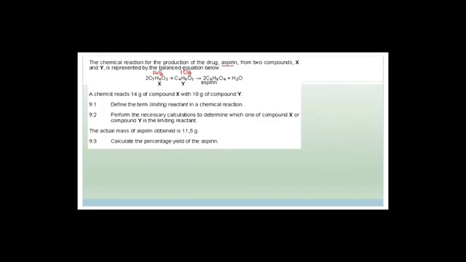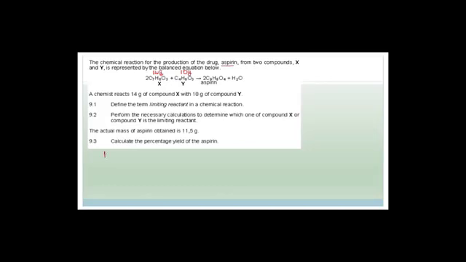It is the reactant that's used up first, and it controls how much product is made. Okay, it controls how much product is made. Right, so now let's look. It says perform the necessary calculations to determine which of the compounds X or Y is the limiting reactant. So the first thing we need to do is work out the number of moles that we're given of each. To do that, we need the molar mass.